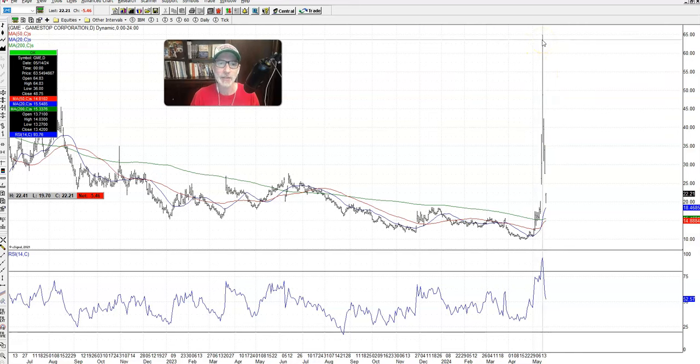Yeah, have a plan if you're going to trade these kinds of things, because everyone buying between $60 and $65, look, what are they going to do now? They just lost a lot of money. So be careful when you're trading these things.